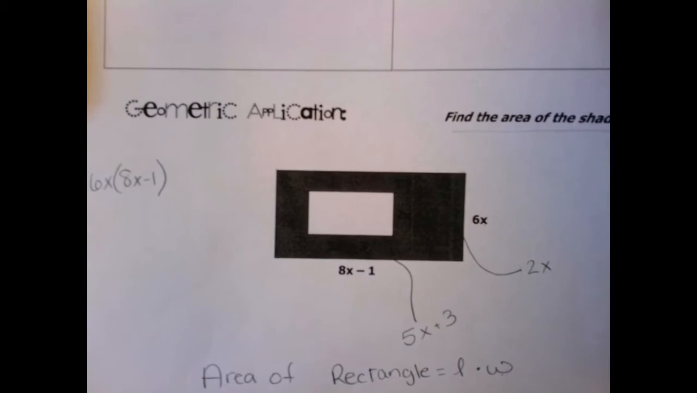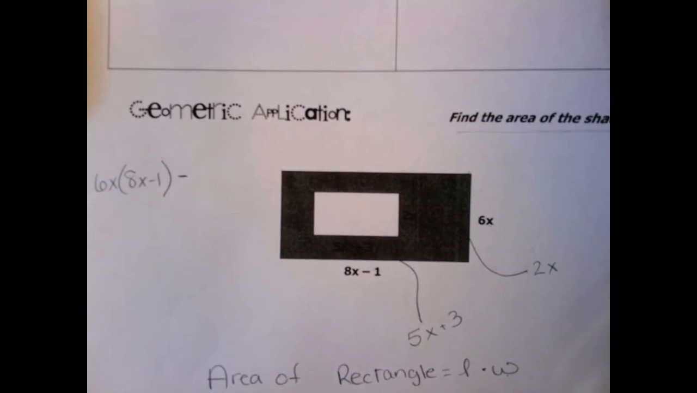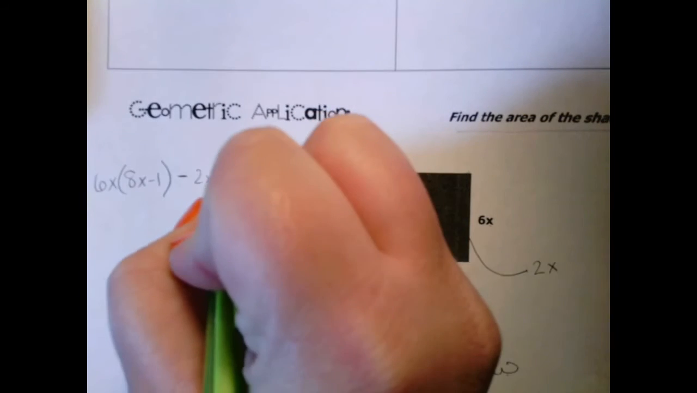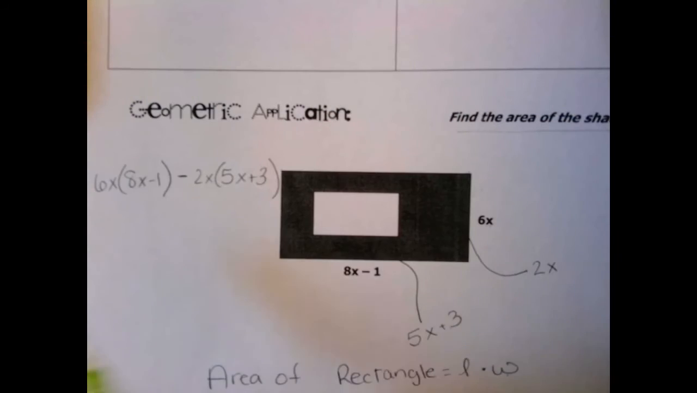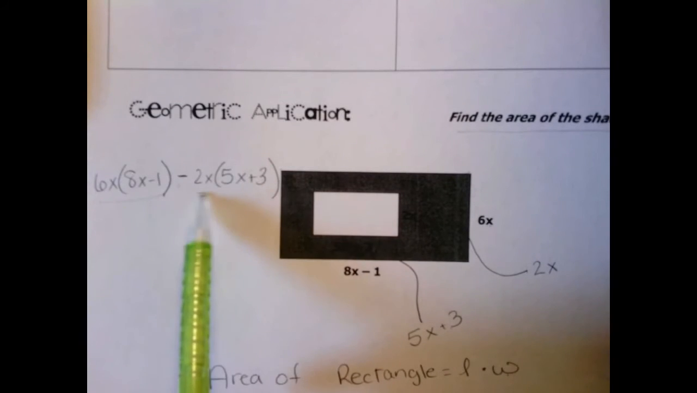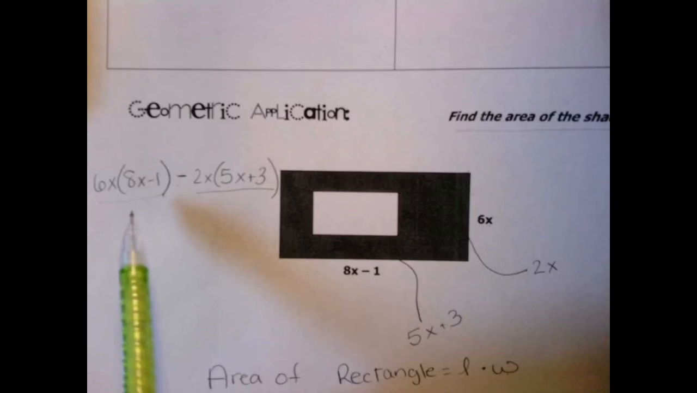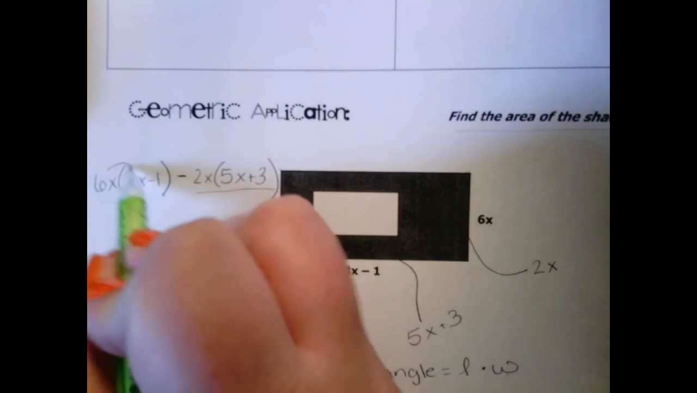Oops, sorry, let me move that over. Subtract that area from the area of my larger one. So that's going to be 2x times 5x plus 3. So I now have the area of the larger rectangle minus the area of my smaller rectangle to give me just that shaded region. So we're going to do this just like we did on the previous page. So we're distributing what's outside the parentheses.